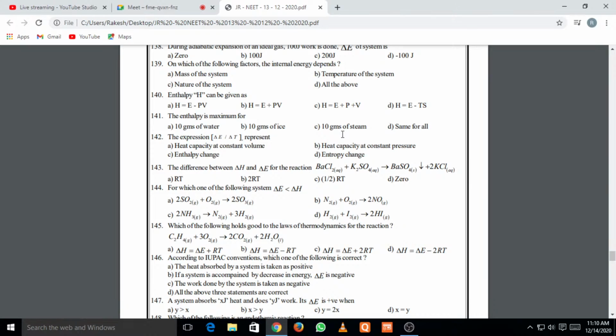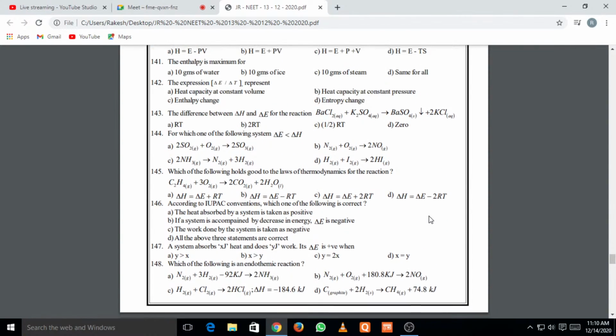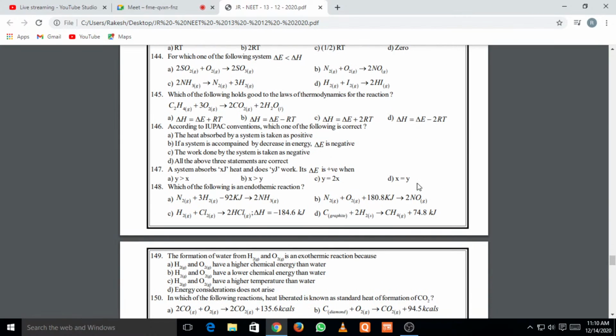Which of the following holds good for the first law of thermodynamics for the reaction? For this reaction, consider this is a liquid state, and the rest gaseous. 2 minus 4 is equal to minus 2. Delta H is equal to delta E plus delta n RT. Delta n is equal to minus 2, into RT. So delta E is not equal to delta H. According to conventions, all are correct.